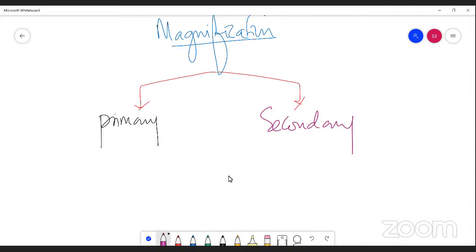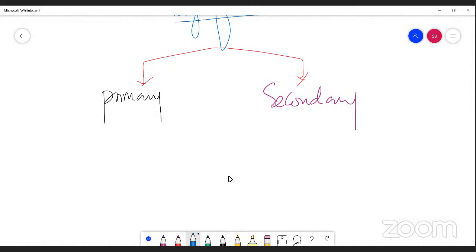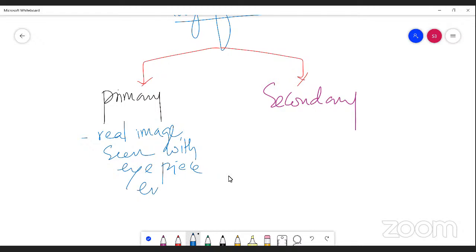What is primary magnification? Primary magnification is an optical increase in the size of an image with the eyepiece lens. Simply, the real image, which is seen in inverted condition, is seen with the eyepiece lens. That is primary magnification.